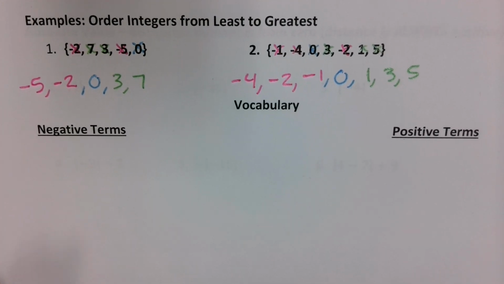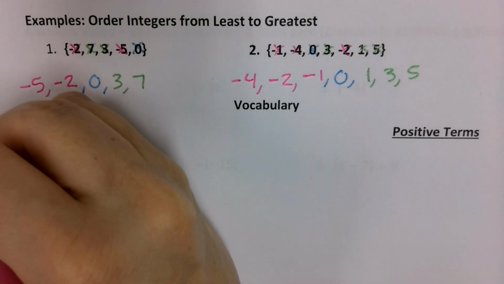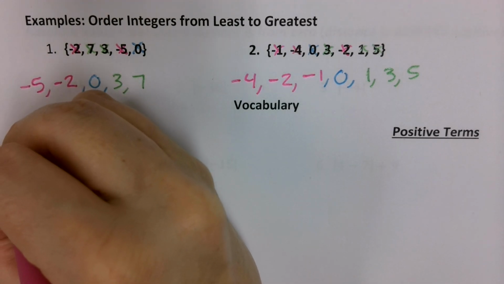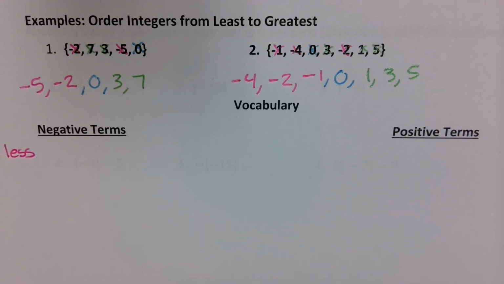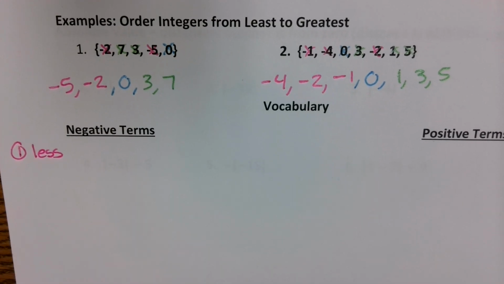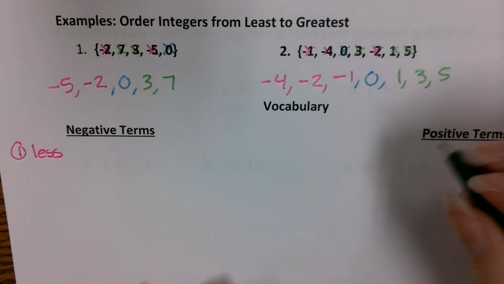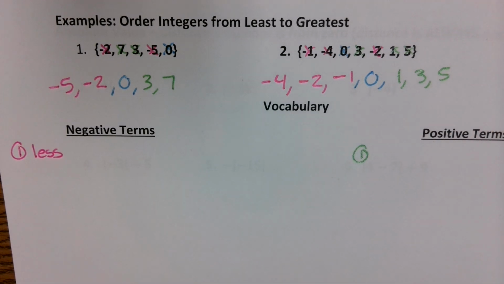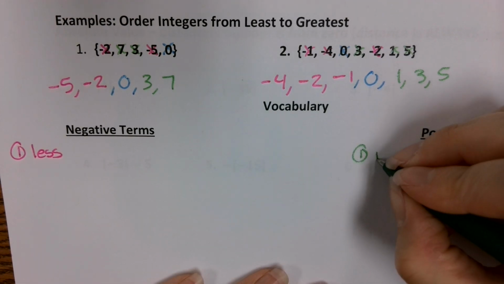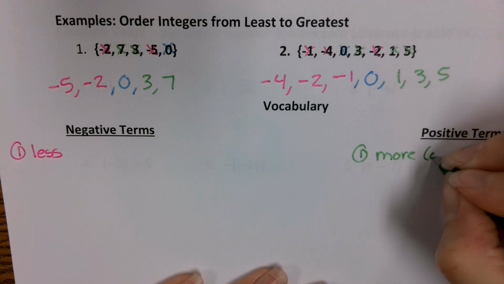Okay, vocabulary. Vocabulary is really important when it comes to identifying positive terms and negative terms. So what I'm going to do is go through and list out examples of some negative terms, some negative vocabulary, and then you're going to tell me what you think the opposite word would be for positive. So the first word I'm going to tell you is if I say it's less. If I say something is less, what would be the positive version of that word? More. Good. More or greater. Either one of those would be perfectly fine.